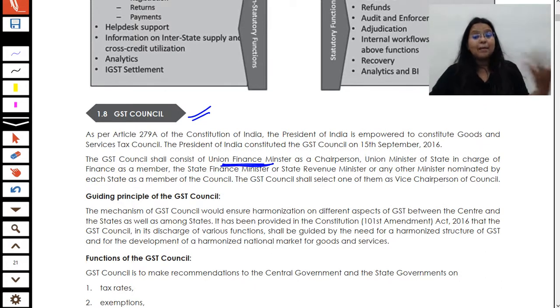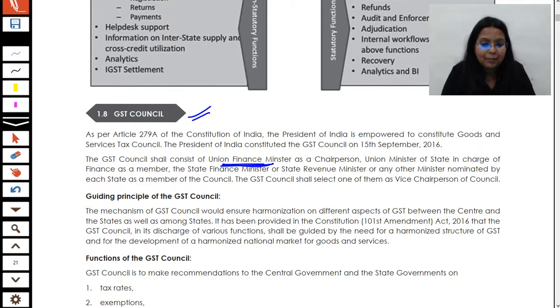Next is who are the members? So students, there is a Union Minister of State in charge of finance, who will be a member. The state finance minister, the state revenue minister will be a member, or any other minister who is nominated by each state as their representative or as a member of the council. They shall be the members. Okay. Union Finance Minister shall always be the chairperson of the GST Council. Now, the GST Council will automatically select with their voting one person as a vice chairperson of the council. Okay.